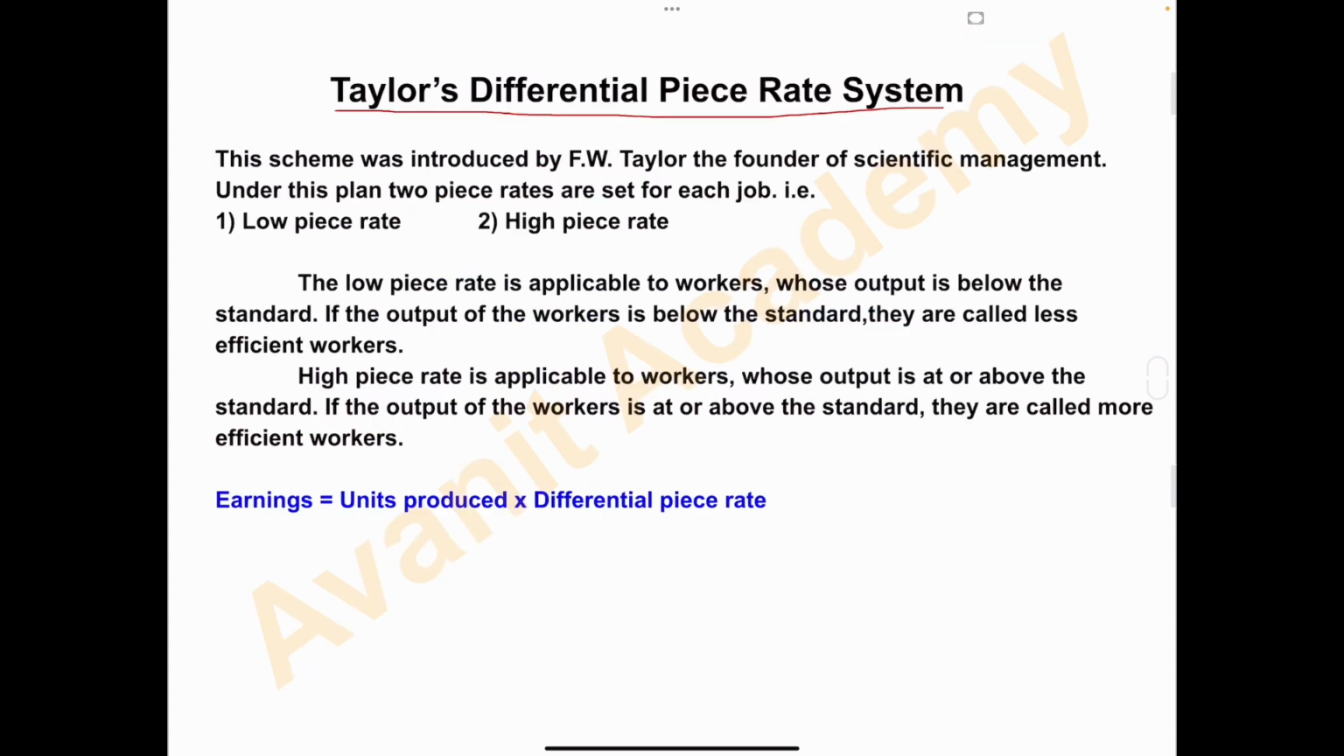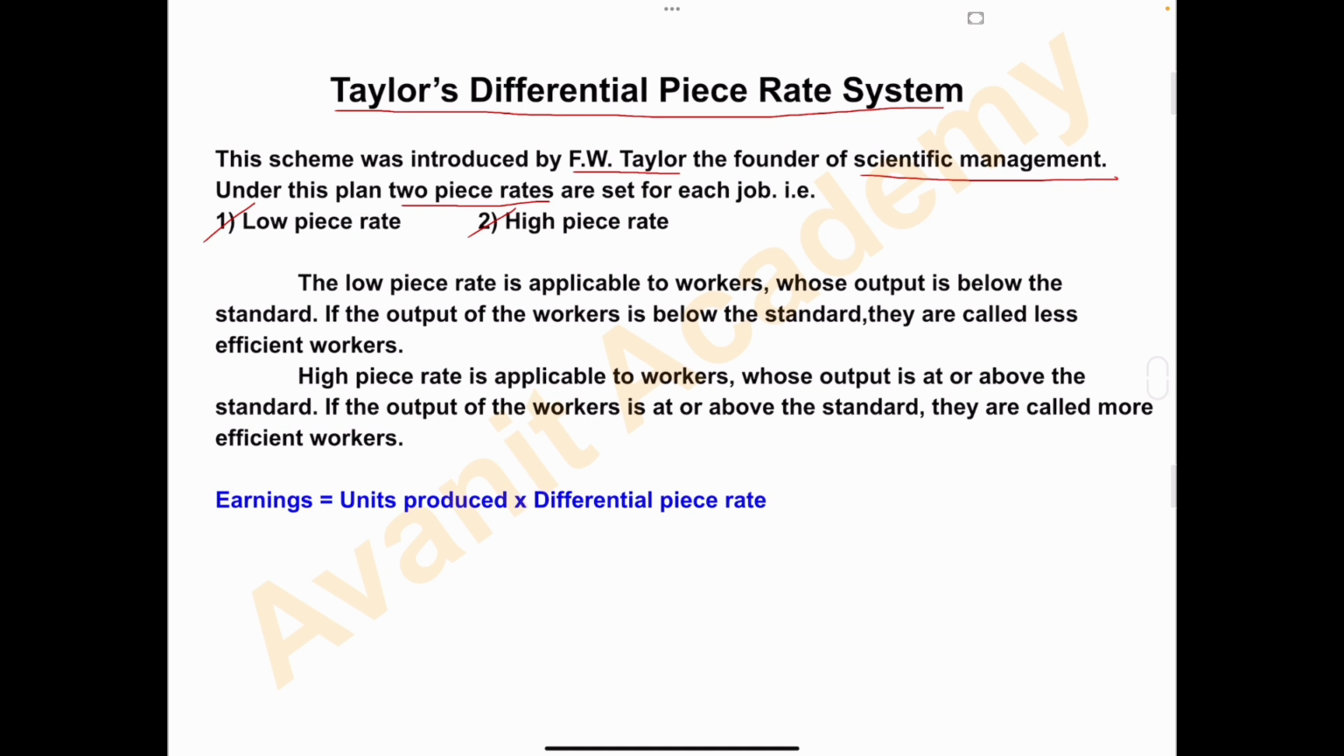Let's study Taylor's differential piece rate system. This scheme was introduced by F.W. Taylor, the founder of scientific management. Okay, who is the founder of scientific management? F.W. Taylor. Under this plan, two piece rates are set for each job. That is, low piece rate and high piece rate. Let's understand the meaning of low piece rate and high piece rate.